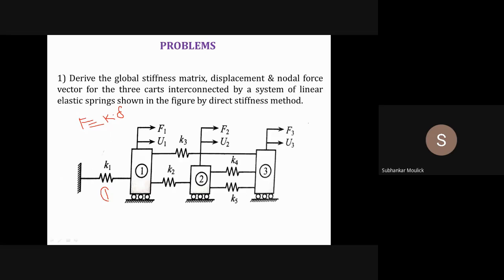Element number 1 has stiffness K1, element 2 has K2, element 3 has K3, element 4 has K4, and element 5 has K5. Delta is the displacement or deflection of the spring. Since 5 elements are present, there will be 5 different displacements. Let the displacement for element 1 be delta 1, element 2 delta 2, element 3 delta 3, element 4 delta 4, and element 5 delta 5. Is it clear so far? Any doubt?